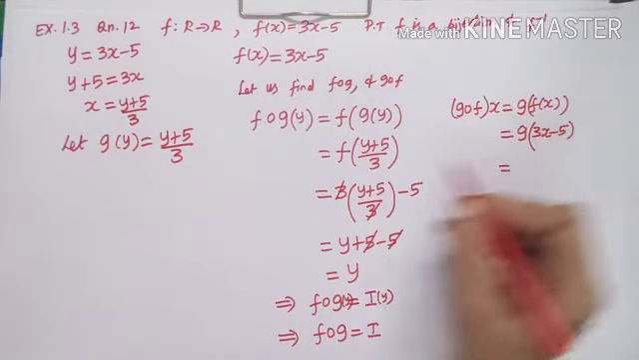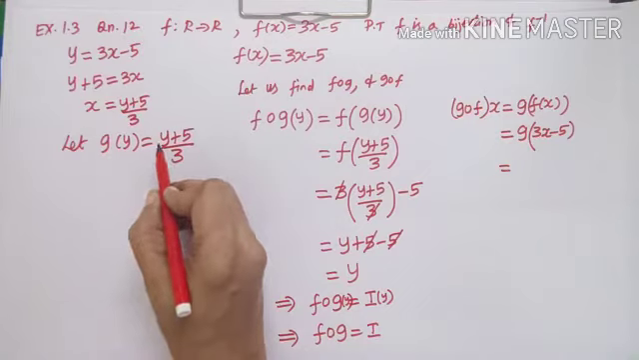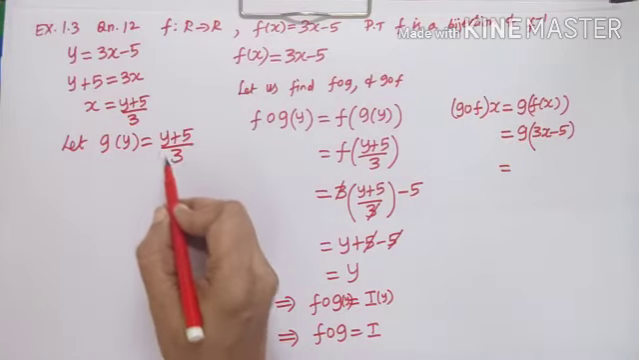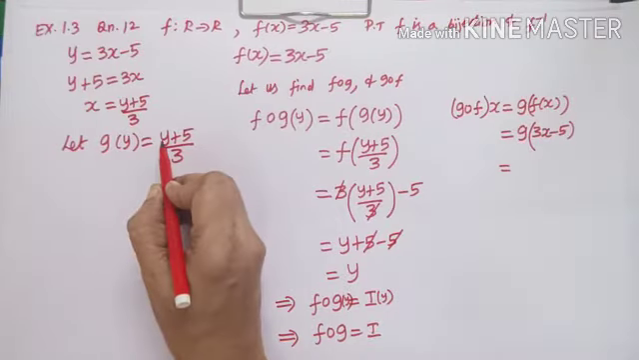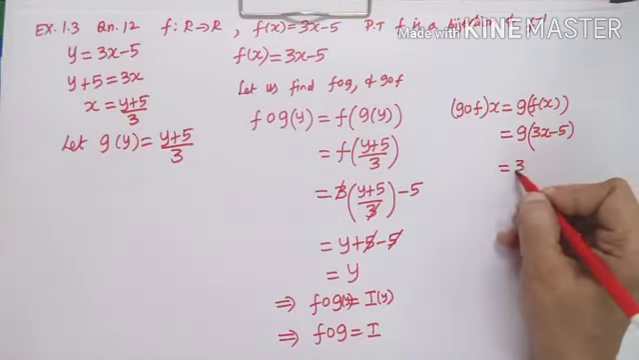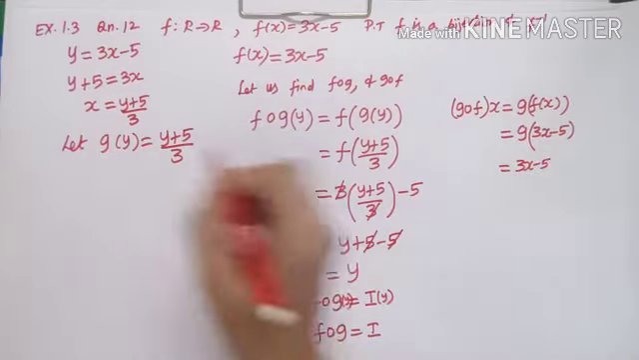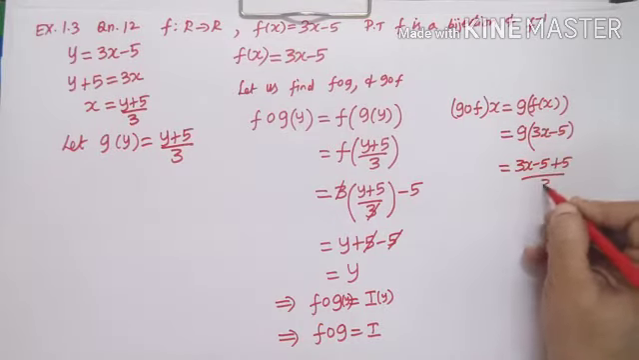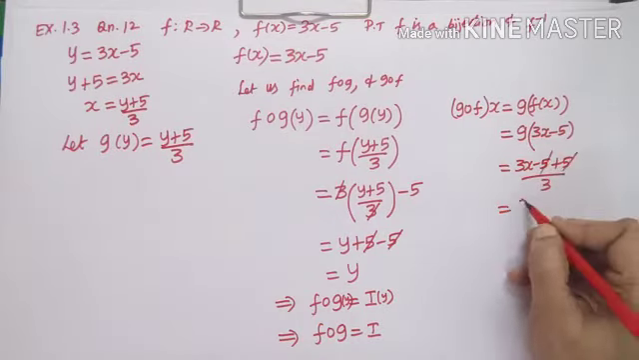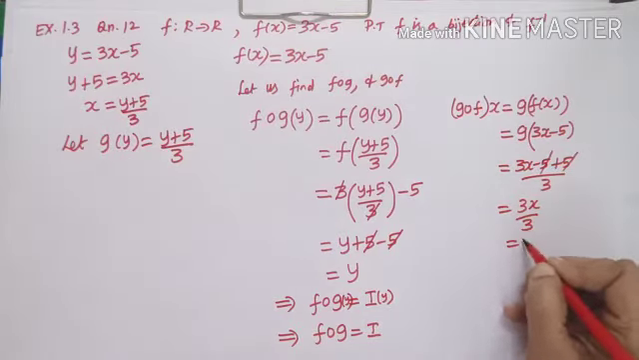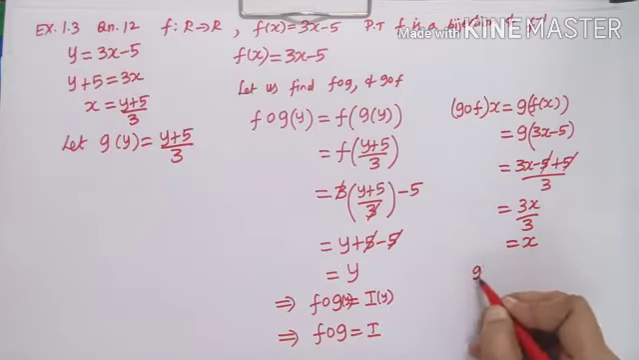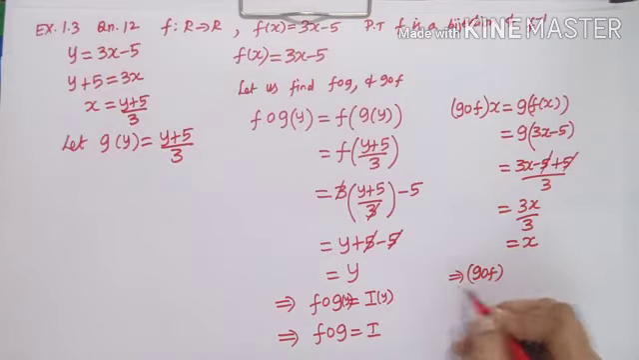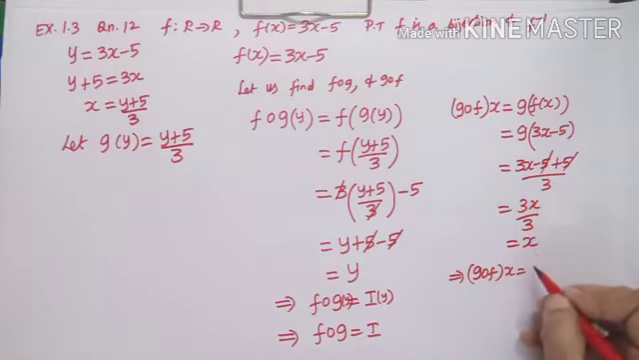What is g actually from here? (y plus 5) by 3. Instead of y, put 3x minus 5. y is nothing but 3x minus 5 here, plus 5, by 3. 5 cancels. 3x by 3 and that is x. So I started with g composition f of x. I ended with x, which implies it is identity.